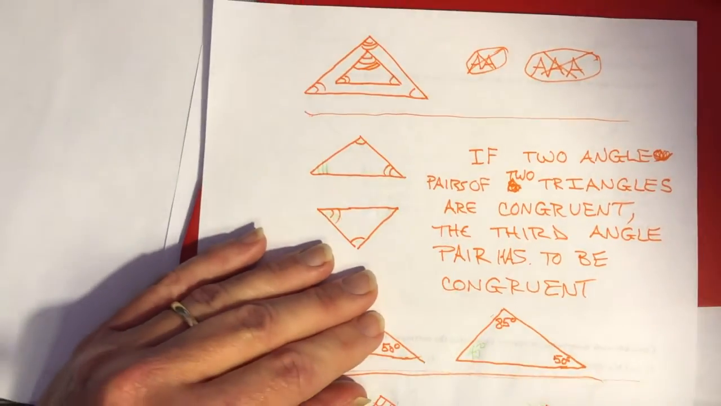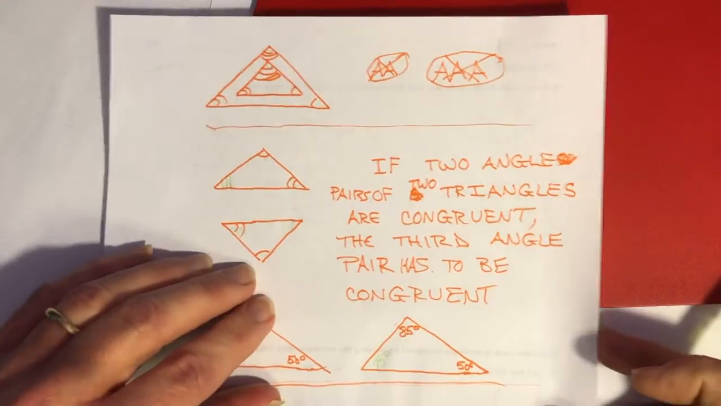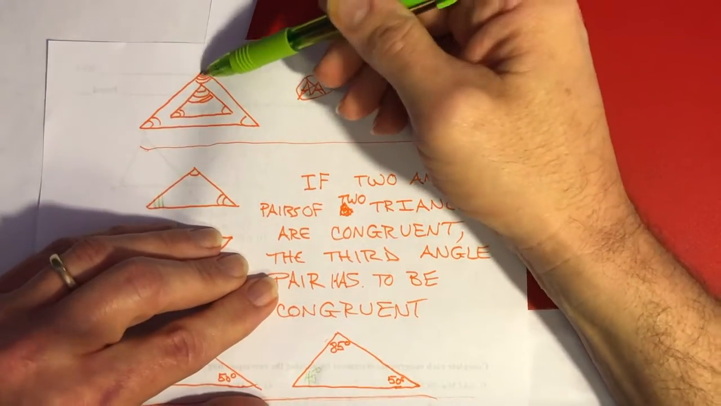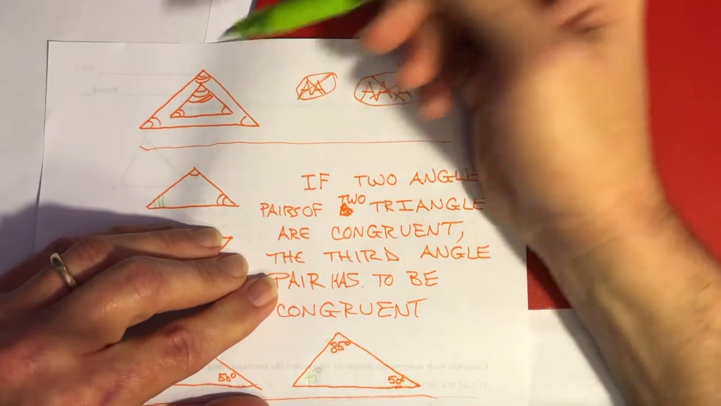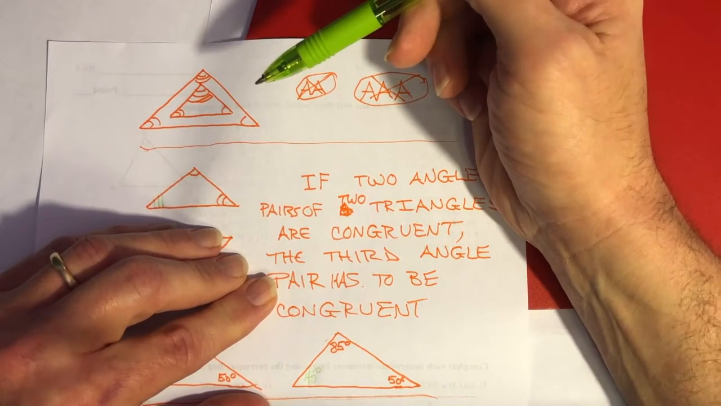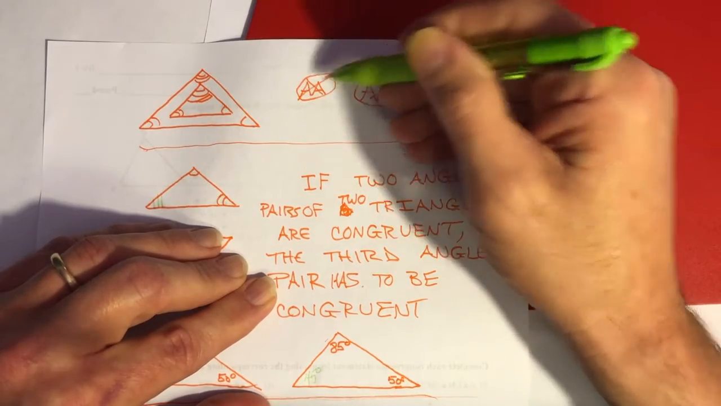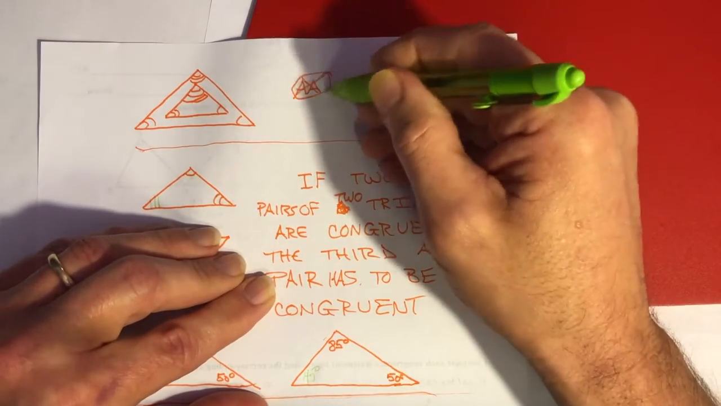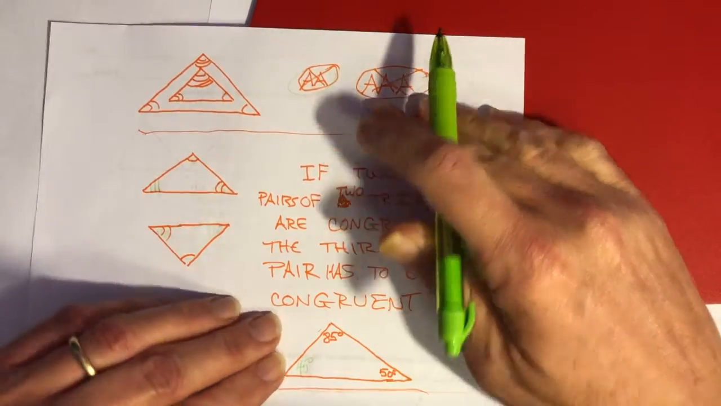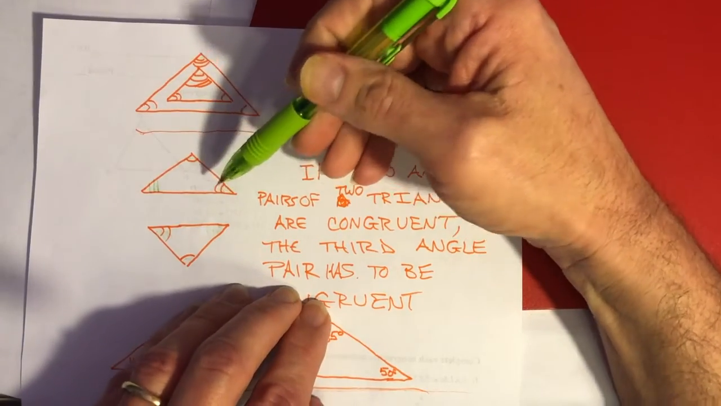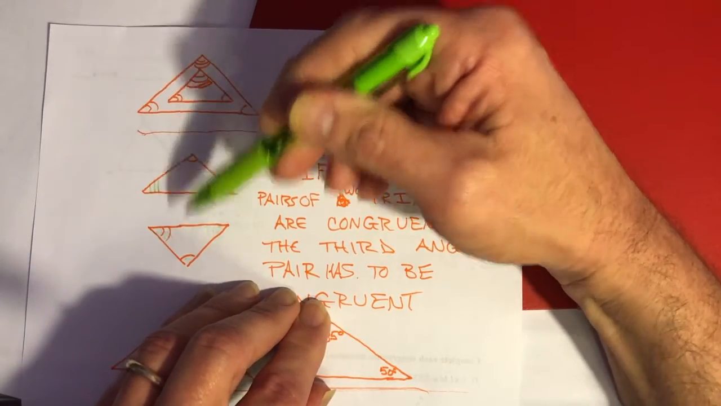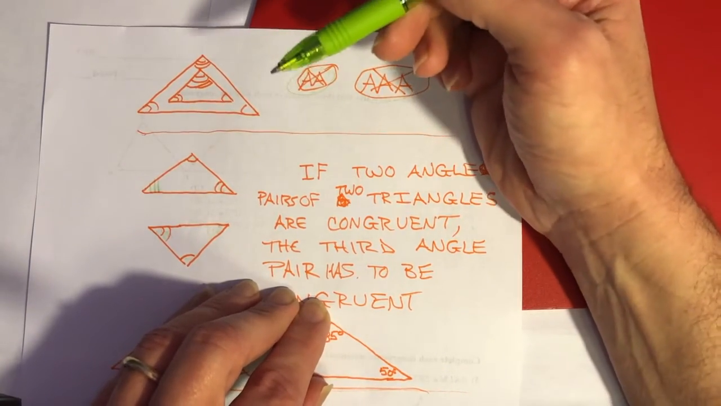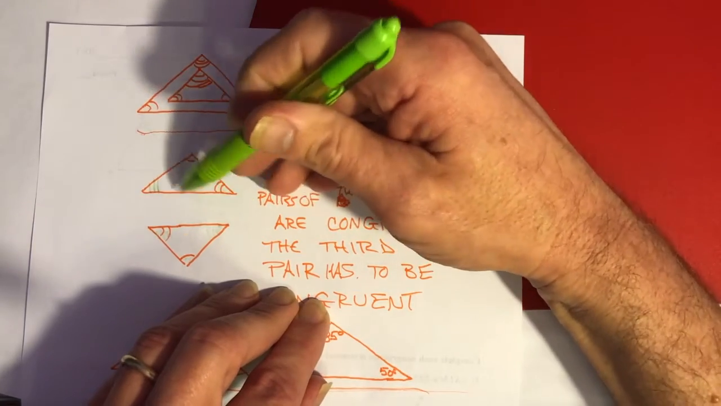So why not? Well, here's why not. If you look at these two triangles, the ones that are embedded in each other right here, they have the same angles. They are the same shape, but they are not the same size. So just having two angles or three angles is not enough. And let me tell you why I'm mentioning the two angle thing. If you know that two pairs of angles of two triangles are congruent to each other, you know for a fact the third pair has to be congruent.